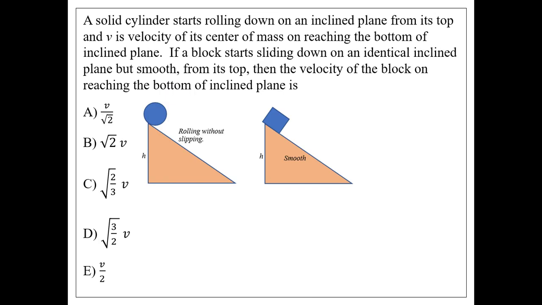Let's do this one. Here in this problem, it says the solid cylinder starts rolling down, and then it has a certain V or VCM at the very, very bottom of the ramp. And it says if a block, on the other hand, starts to slide down from the identical plane, it wants to know what the velocity of the block is in terms of the VCM of the solid cylinder here.